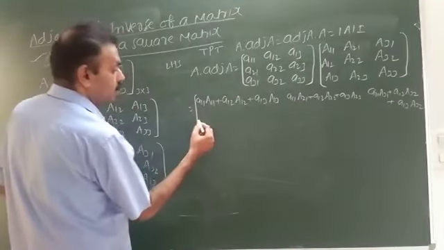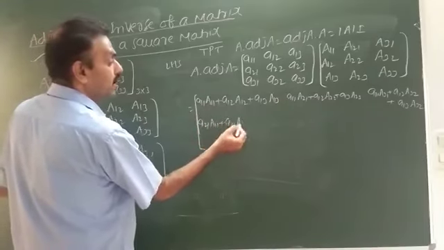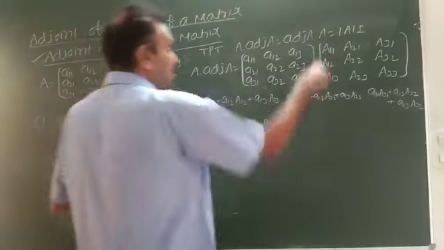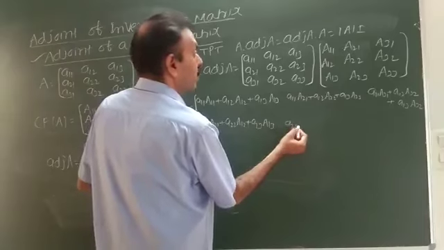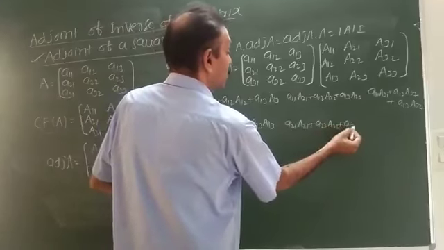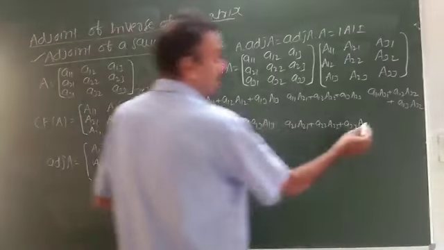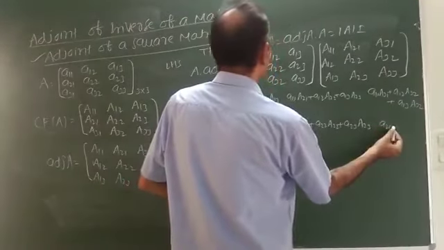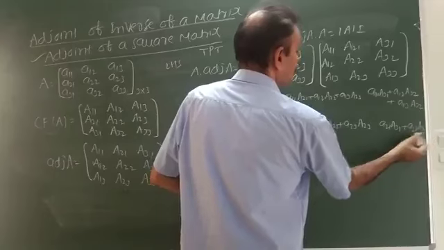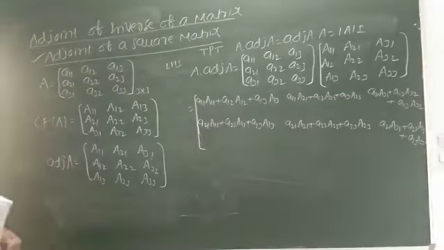Let us take up second row. Second row, first column: A21 into A11, A22 into A12 plus A23 into A13. Second row, second column: A21 into A21, A22 into A22 plus A23 into A23. Let us take second row, third column. What is second row, third column? A21 into A31 plus A22 into A32 plus A23 into A33. Second row, all the columns are over.